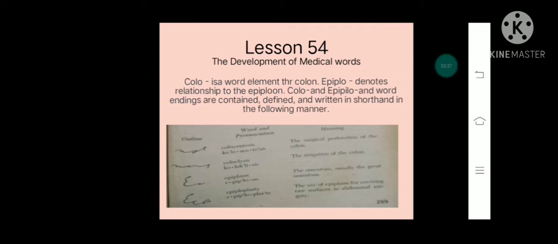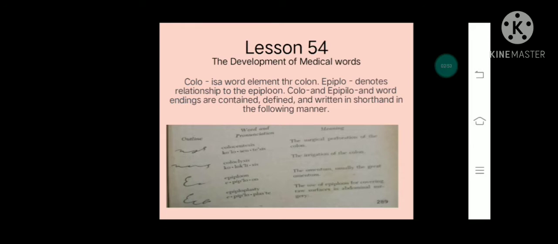So the first word is colostomy. First, you can see its outline, the word colostomy and how to pronounce the word, and its meaning is the surgical perforation of the colon. The second is coloclysis. The meaning of coloclysis is the irrigation of the colon.